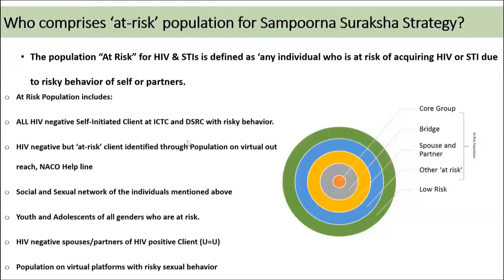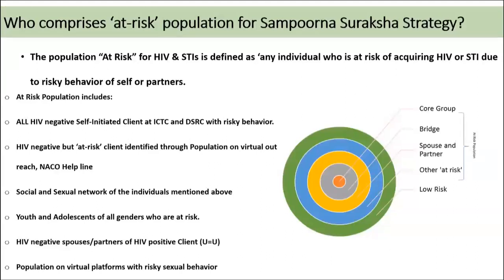Another important population that we have to include is the social and sexual network of the individuals mentioned above, in the first and second categories, as well as youth and adolescents of all genders who are at risk, and HIV negative spouses and partners, what we call discordant couples. And then the population on virtual platforms with risky behavior, which we mentioned in the second point as well.